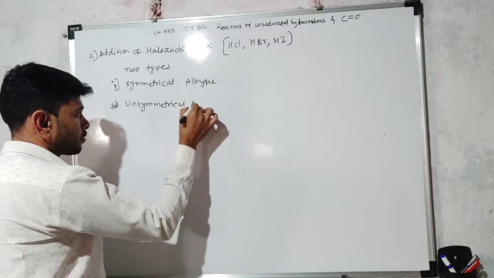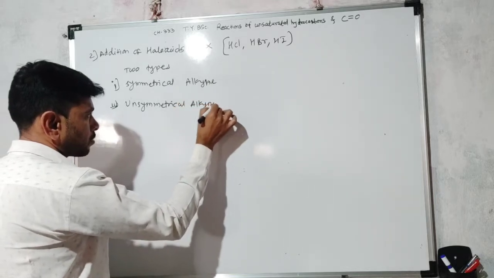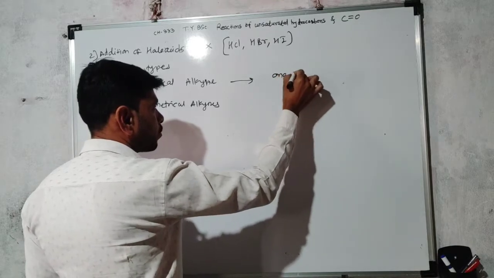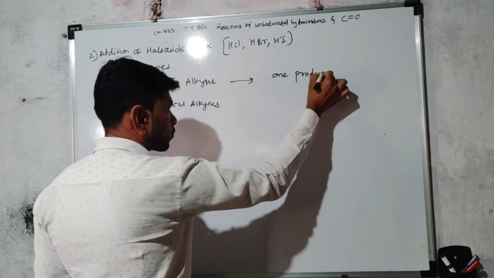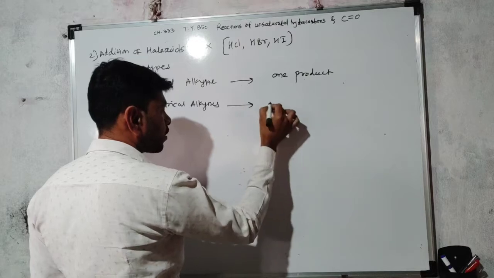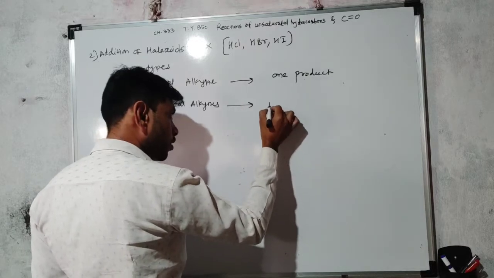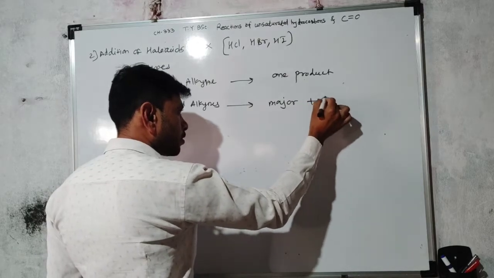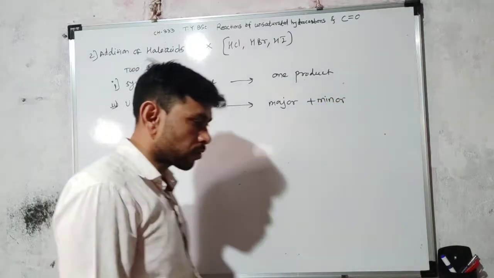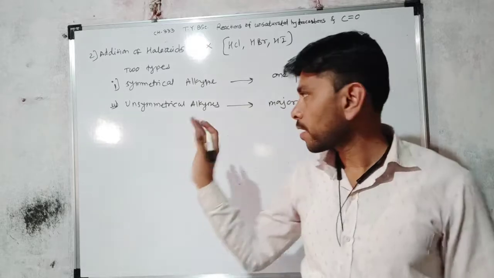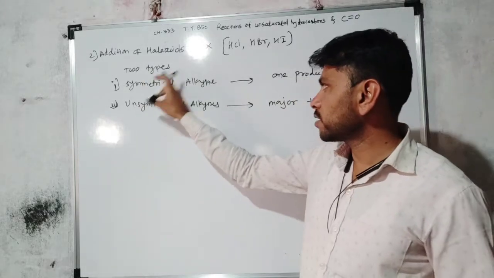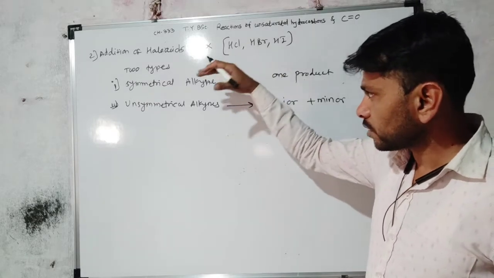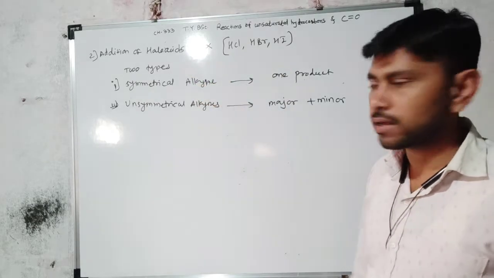In case of symmetrical alkynes, we obtain only one product, and in case of unsymmetrical alkynes, we obtain 2 products. One product is major and the other is minor. In smaller quantities, in minor quantities, we obtain another product. So let's see first symmetrical alkynes.